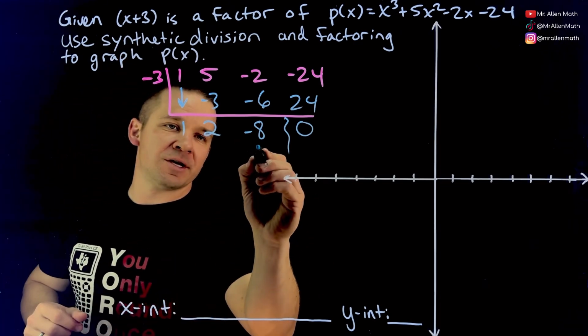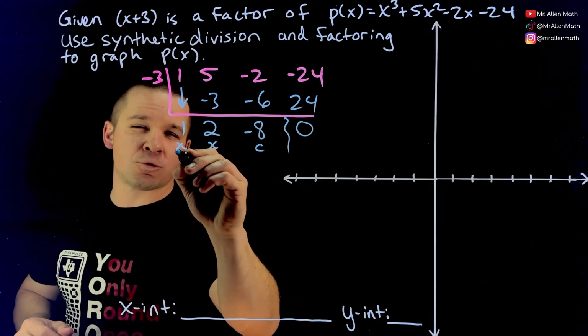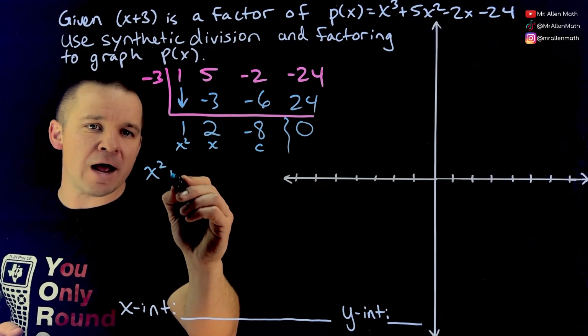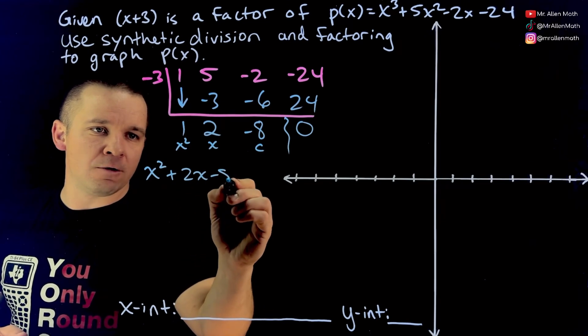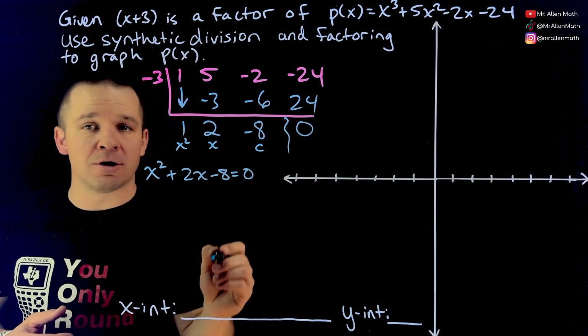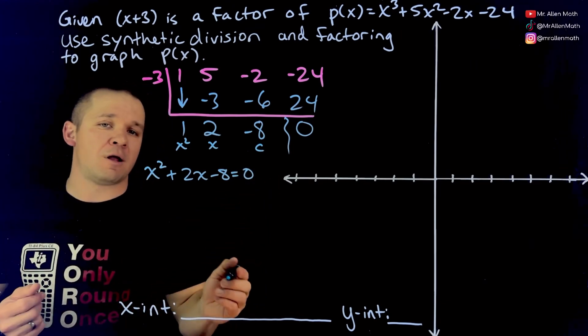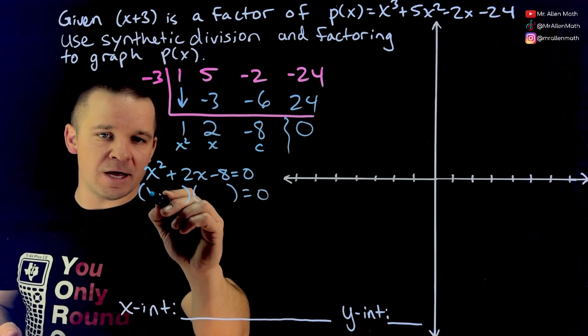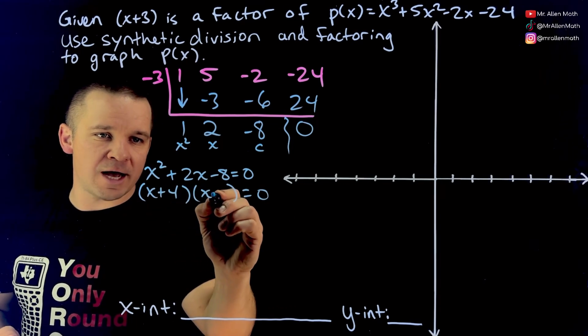Now, this is my constant, my x and my x squared. What do I mean by that? Well, I can write this out as a quadratic, like so. And I want to find my other factors so that I can set it equal to 0, use the zero product property, and solve. Well, what multiplies to -8 and adds to +2? That'd be x plus 4, x minus 2.